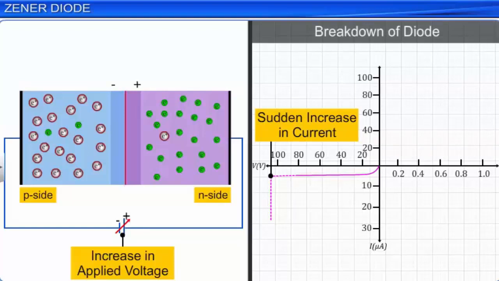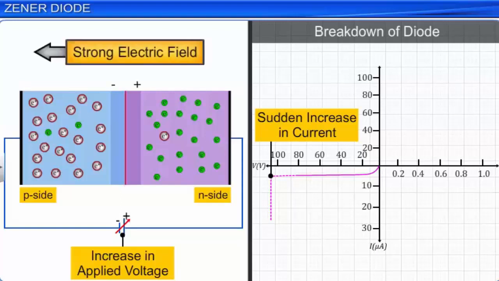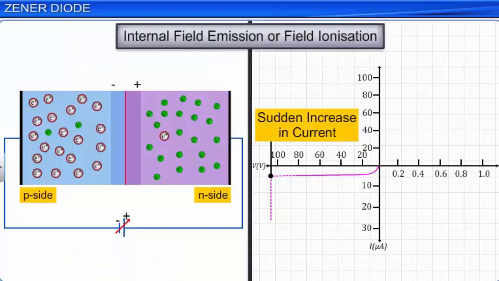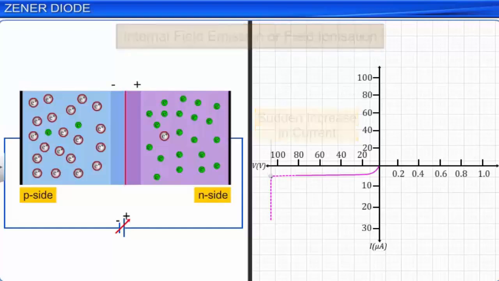Diode breakdown occurs because a high applied voltage creates a strong electric field that results in the breakage of covalent bonds in the p region. The electrons released by this breakage of bonds have enough energy to enter the n region, resulting in a large increase in current through the diode. The emission of these electrons from the host atoms due to the high applied voltage is called the internal field emission or field ionization. The voltage at which there is a sudden increase in current in a reverse biased diode is called the breakdown voltage.